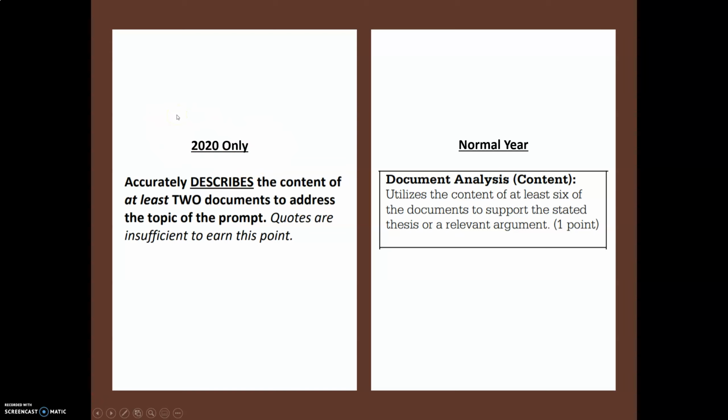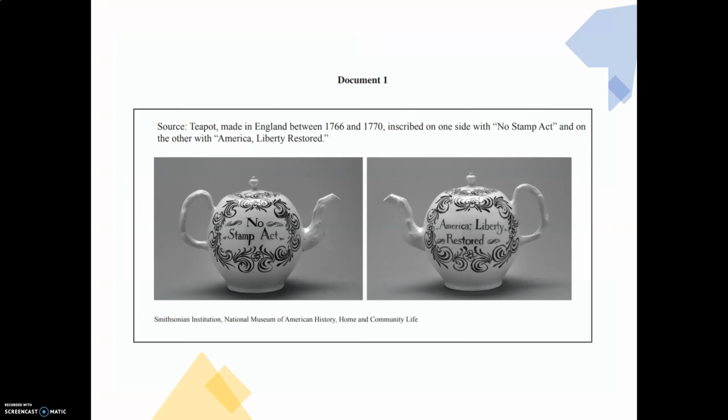This year, instead of doing the 6 documents, you're going to describe the content of at least 2 of the documents to address the topic of the prompt. Now, just like in a normal year, you can't simply quote. That's not going to be good enough to receive the points for describing the content of the documents. But only 2 of the 5. Remember, we're only using 5 documents this year instead of the normal 7. So 2 of the 5, that's less than half. That's honestly not too bad.